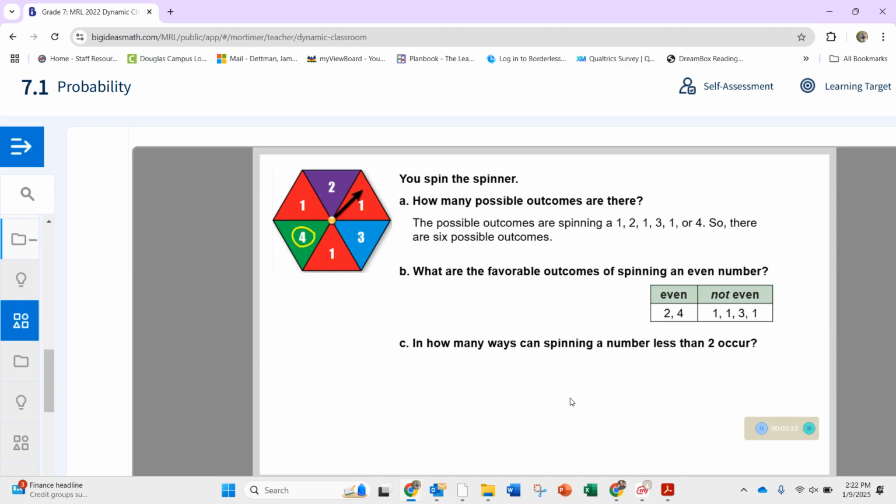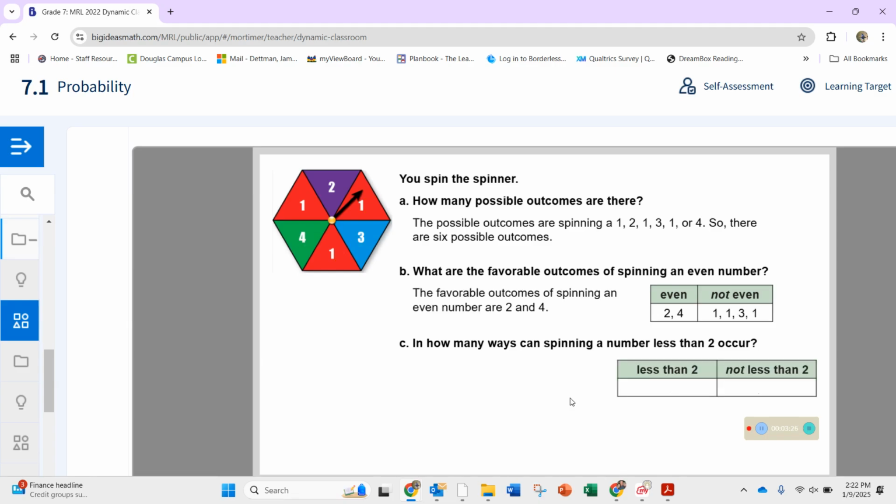So there's our evens, there's our not even. So we have a 2 and we have a 4 to get that. So our favorable outcome is 2 out of 6, right? 2 even out of 6 possible. The favorable outcomes of spinning an even number are 2 and 4, right? Because our 1, our 3, and a 1 are not even.